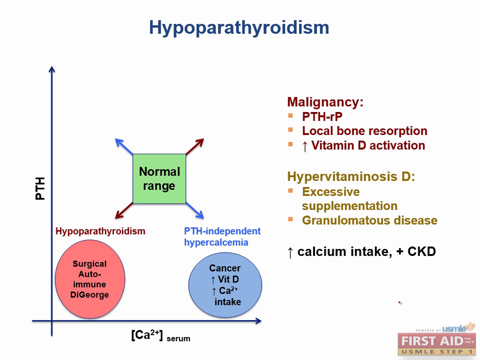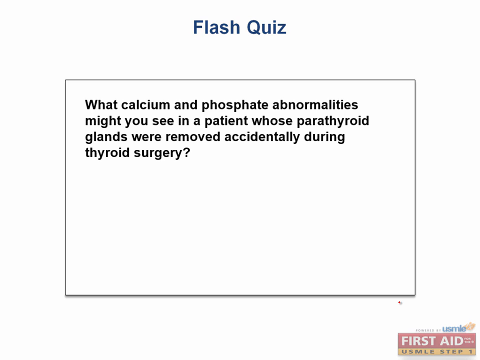Now, I know this calcium metabolism stuff's a little bit tricky, so let's try a flash quiz just to see if you're still with me. The question is, what calcium and phosphate abnormalities might you see in a patient whose parathyroid glands were removed accidentally during thyroid surgery? Pause the video for a moment if you need some time to think about it.